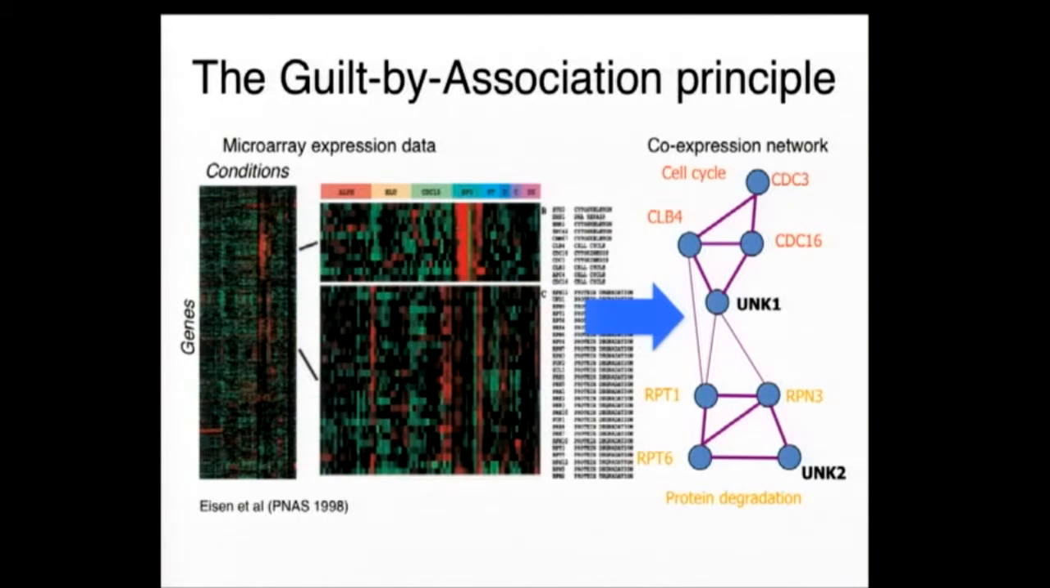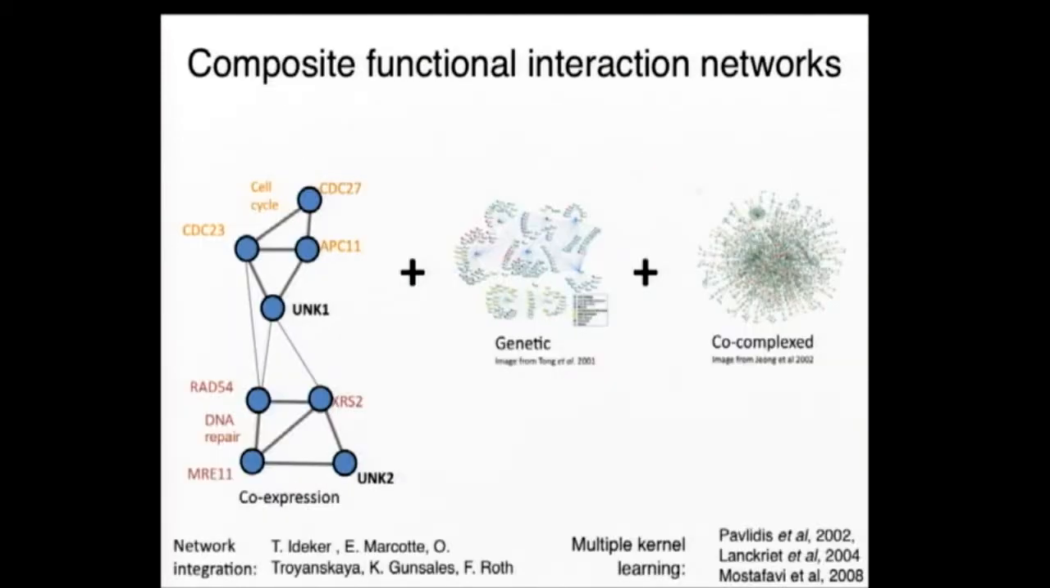Then in that network, you have some nodes that you know what the function is, or you have some idea about what they are, and you have some other nodes that you don't know very much about. Those ones that are highly linked to nodes of known function, you can make an inference about what you might think those genes do. It's a very simple principle, and it works for all sorts of types of network evidence, and you can collect lots of different types of evidence about genes.